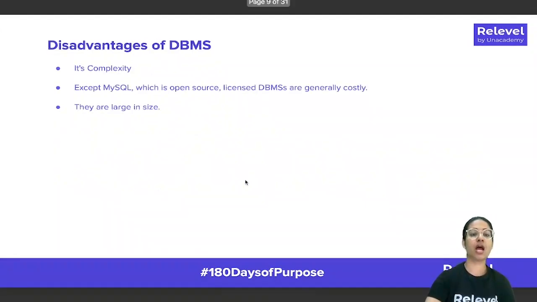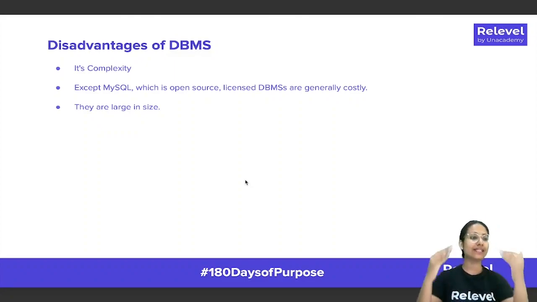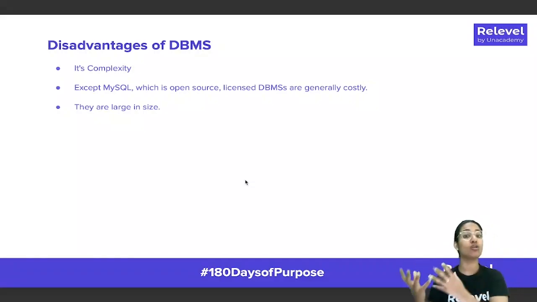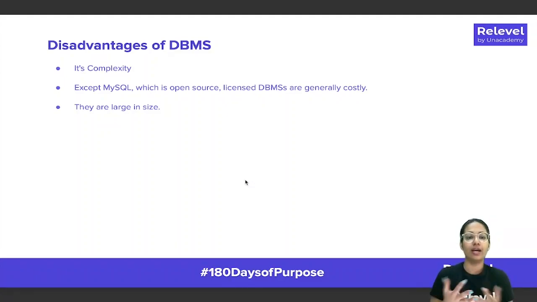Okay. Apart from that, there are a few disadvantages that come with using database management systems. In the start, understanding database management systems for beginners is a little bit complex, right? The complexity increases as the complexity of your data also increases. If you have very complex data, with very complex relationships, then it's a little difficult to manage the database management system as well. Okay. The second disadvantage is, except for MySQL, which is open source, licensed database management system software is generally costly.